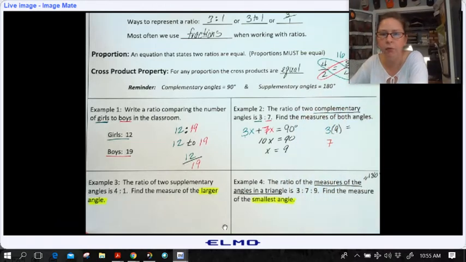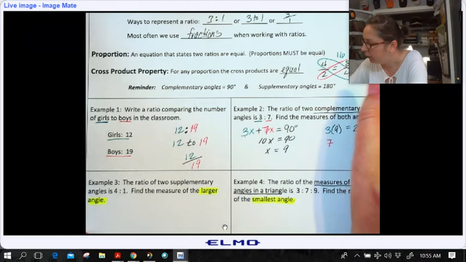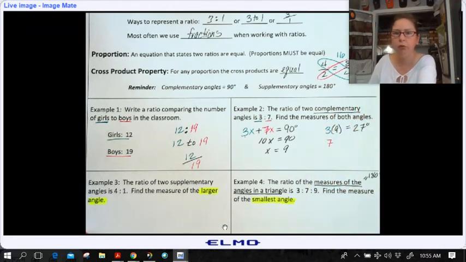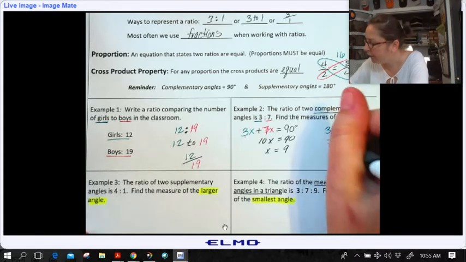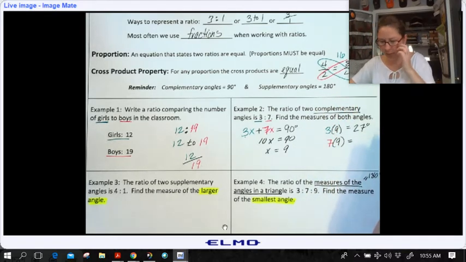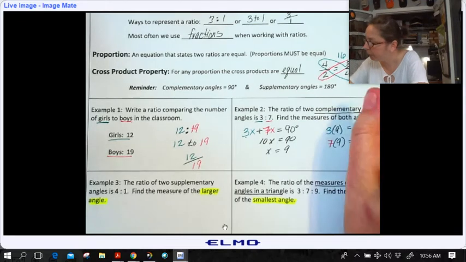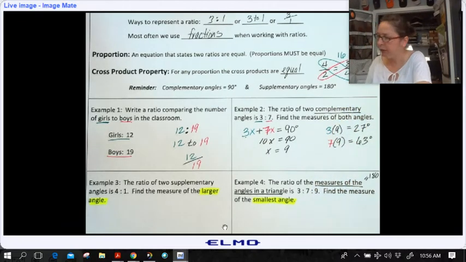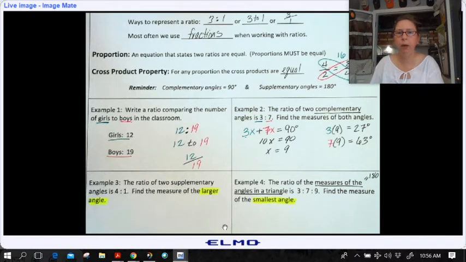So 9 times 3 is 27. And we're talking about an angle measure, so let's put our degree symbol. And then 7 times 9 is going to give me 63 degrees. So those are my two angle measures. All right. Let's do the same thing with the next example.